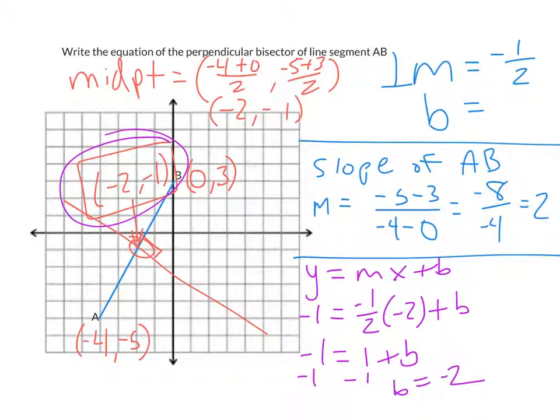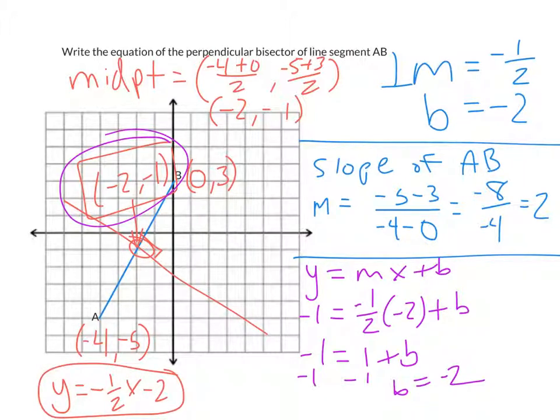Whew. Some of you might be like, oh, it canceled out, b is 0. No. Be careful, okay? B is indeed -2. I have my two pieces of information. I can plug all this in. Y equals my slope, -1/2 x, my y-intercept, -2. Bippity boppity boo.